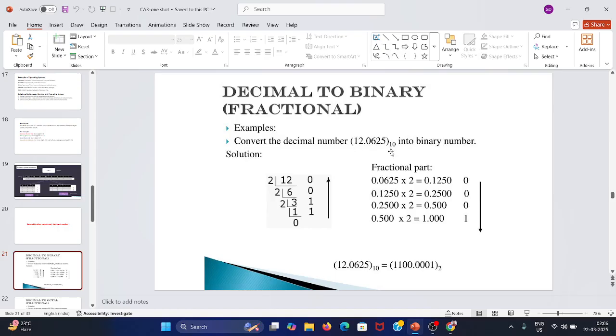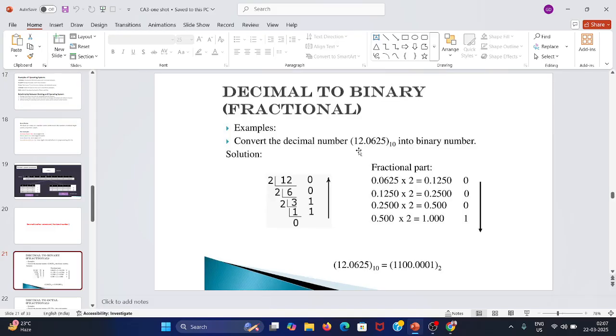As an example, I have taken a fractional number. Convert the decimal number 12.0625, which is to the base 10, into a binary number. So what will be the solution? You have to divide it into parts: perform one operation on the 12 part, which is on the left side of the point, and another operation on the part on the right side of the point.